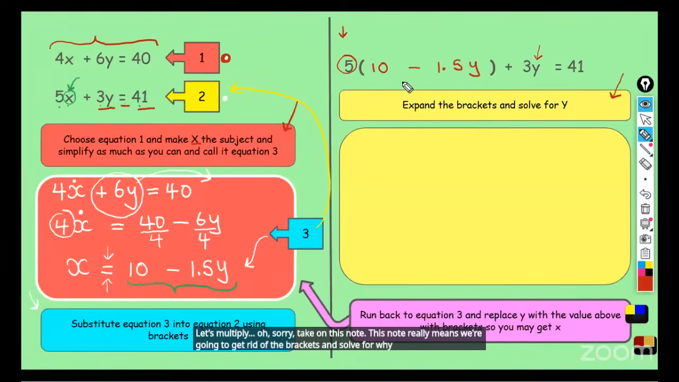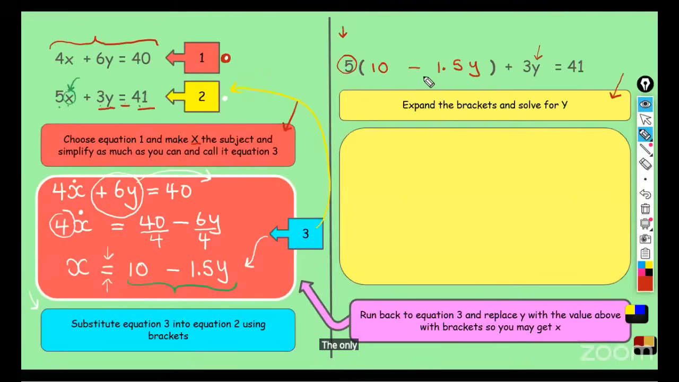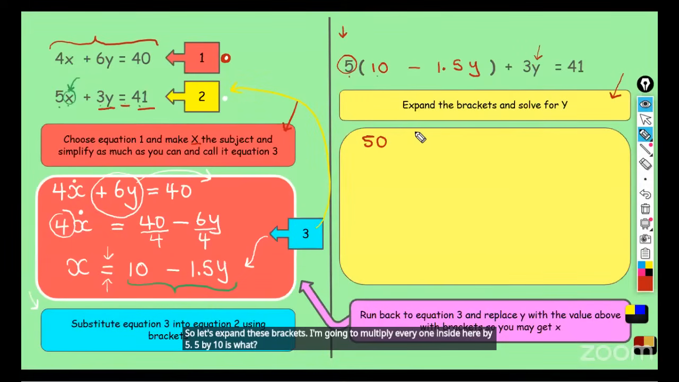You notice your equation doesn't have the letter x anymore. This entire equation only has one type of letter in it. The only letter in front of us now is the letter y, right? There's no more x's to bother us. So if we solve this equation using basic algebra, we would have solved for y. Remember, the aim of the question is to find the value of x and find the value of y, right? So let's expand these brackets. I'm going to multiply everyone inside here by 5. 5 by 10 is what? 50. I need my calculator for the other one.